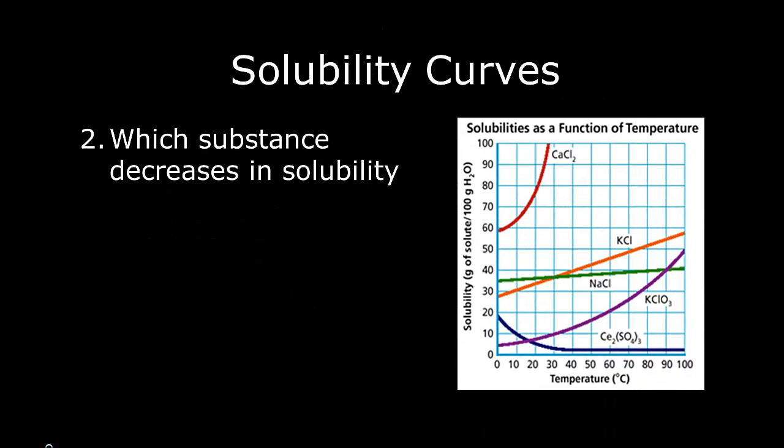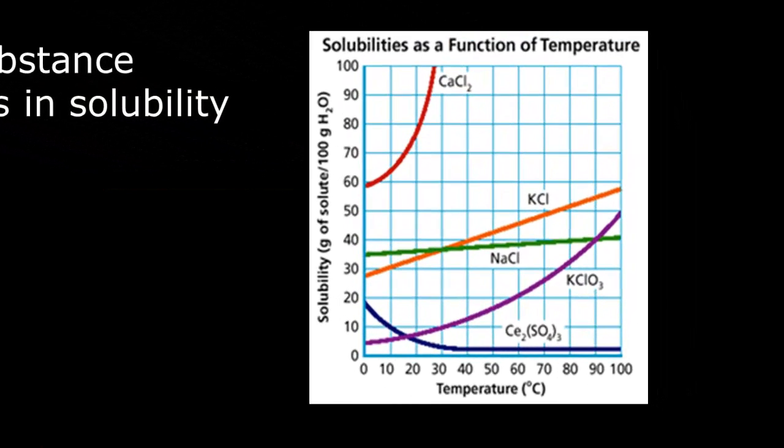Number 2, which substance decreases in solubility? So this decreases in solubility as the temperature increases. So we're looking for a curve or a line that goes down as we increase in temperature because it decreases in solubility. So our solubility must go down. And the only substance that does that is cesium sulfate.